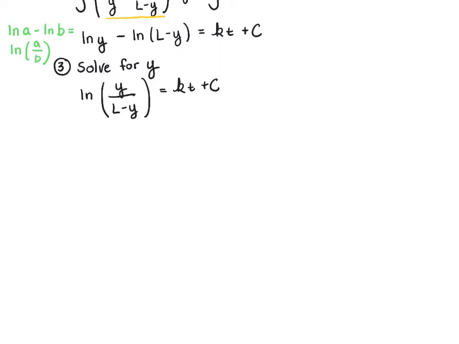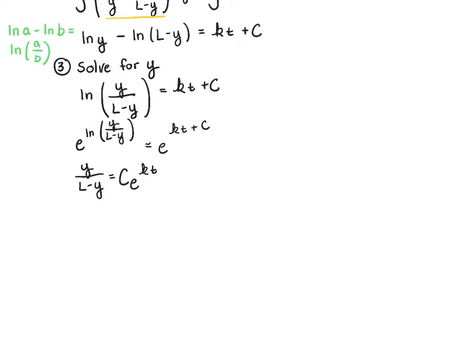And now we can go ahead and exponentiate both sides. So we'll say e to the natural log of all this business equals e to the KT plus C. And then of course the e and the natural log on the left are going to cancel out. So you're going to have y over L minus y equals, and then I'm going to use that same little trick on the right-hand side, e to the KT times e to the C, and really just call that e to the C another constant and put it in front. So equals CE to the KT.